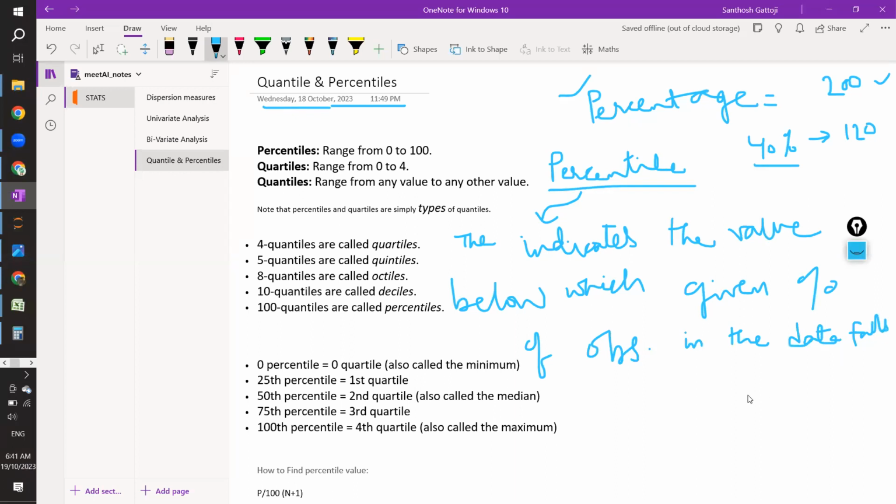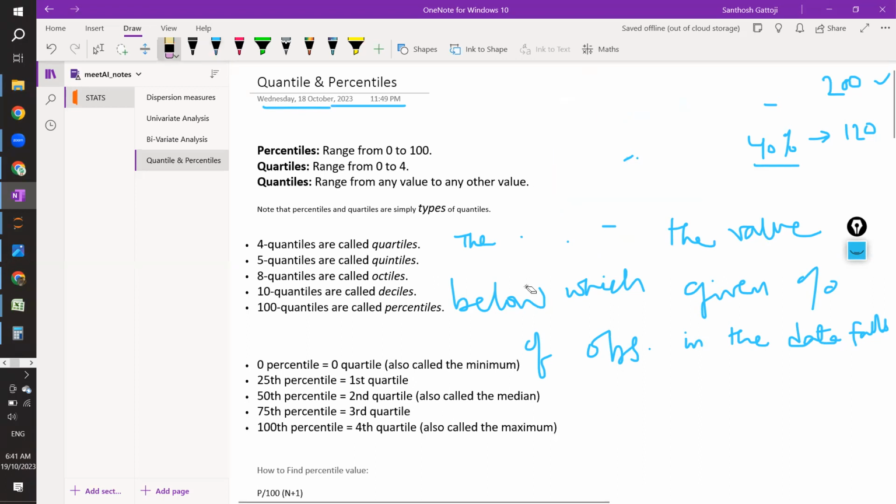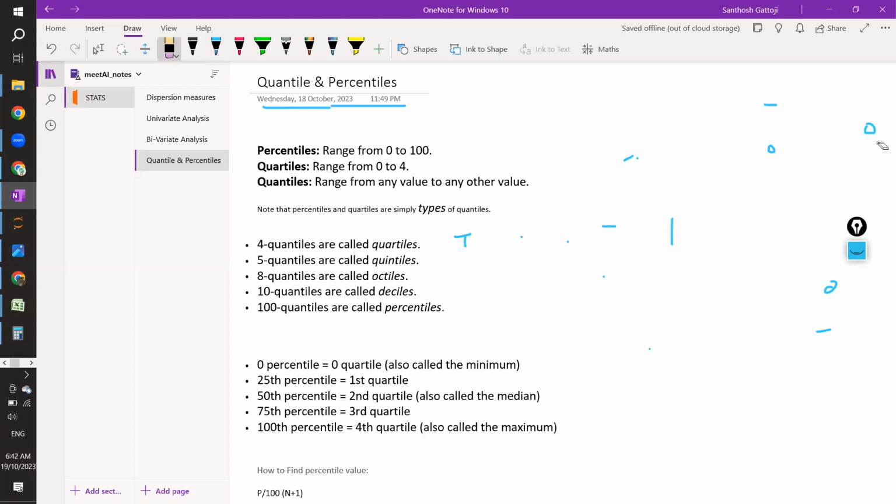Okay, I'll tell you. Percentile means that is the number below which a given percentage of data can be found, guys. I'll give an example so that we understand. Understanding percentile is very, very important.